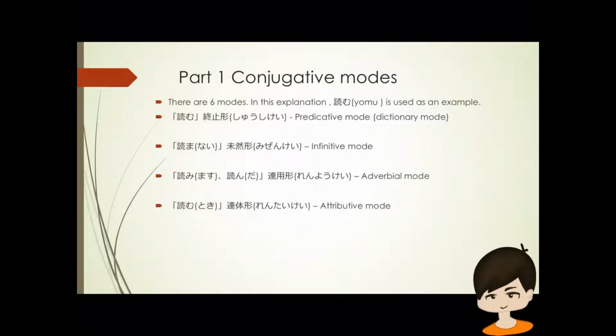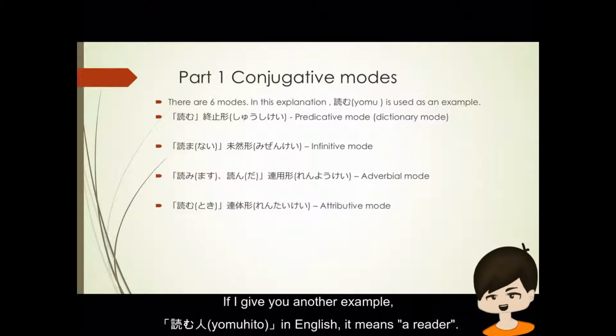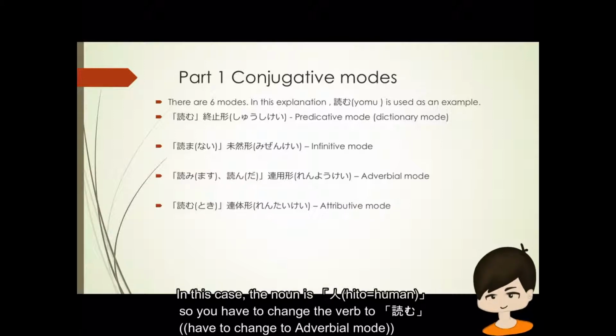The fourth is yomu toki, rentaikei, attributive mode. When a verb modifies a noun, you need to use this mode. In this example, yomu toki means the time to read. In this case, the verb yomu modifies a noun, time. If I give you another example, yomu hito, in English, a reader. In this case, the noun is hito, which means human. So you have to change the verb to yomu.